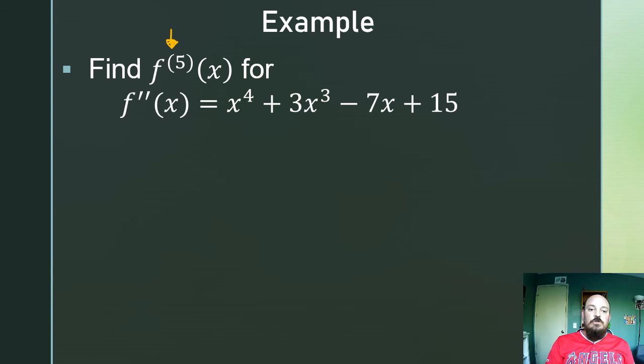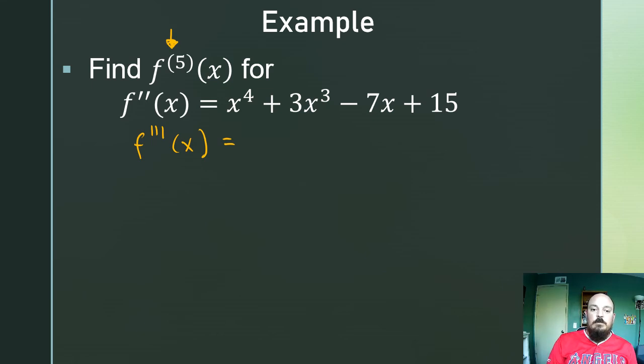If I want to find the derivative of f double prime, when I do that, it will give me f triple prime. So right here I have f triple prime of x. Now I'm going to take the derivative, and you can see right off the bat, the derivative work is going to be way more simple than the last example. The last example we had to do quotient rule. This one's just power rule.